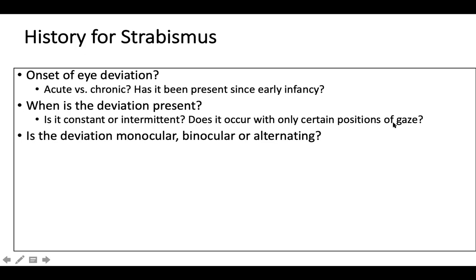Does it occur only with certain positions of gaze, which can give a clue towards the different palsies? For example, if there is an obvious squint only when looking at lateral gaze, it's probably a sixth nerve palsy. And again, is the squint monocular, binocular, or alternating between the right eye and the left eye?